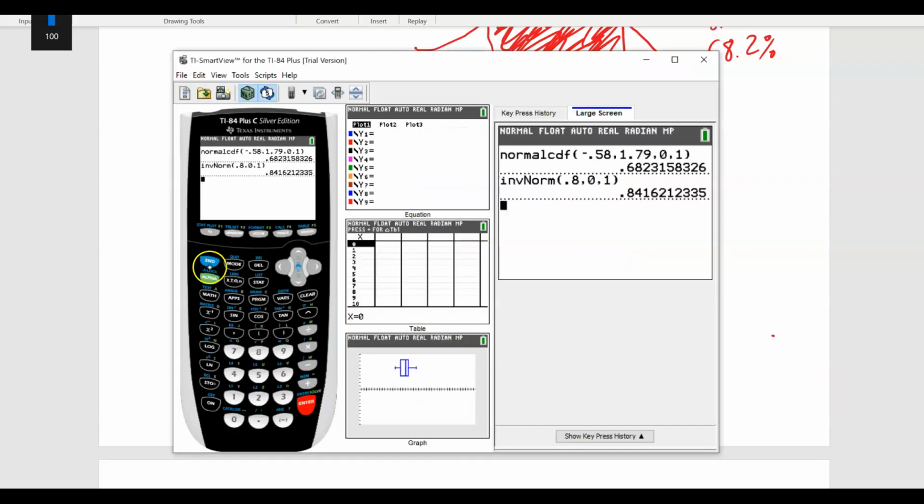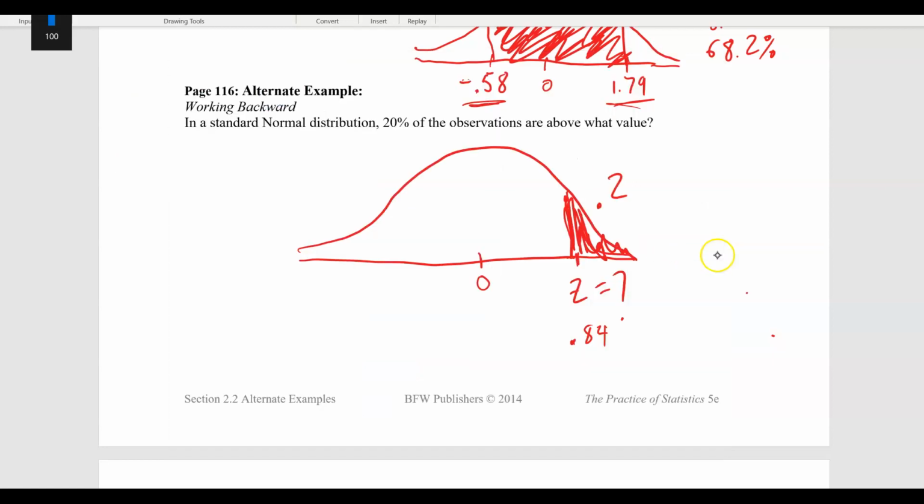If you put in inverse norm and you did this wrong, and you draw the picture, you should be able to catch your mistake. Suppose you weren't aware that it's area to the left. That's the syntax. This shouldn't make any sense. There's no way negative 0.84 has 20% area to the right of it. It would have more than 50% of the area above it or to the right of it.